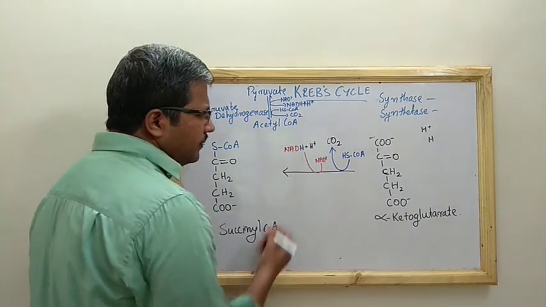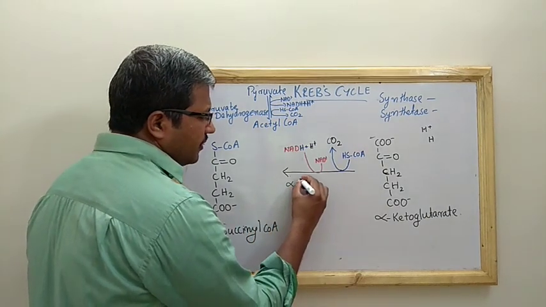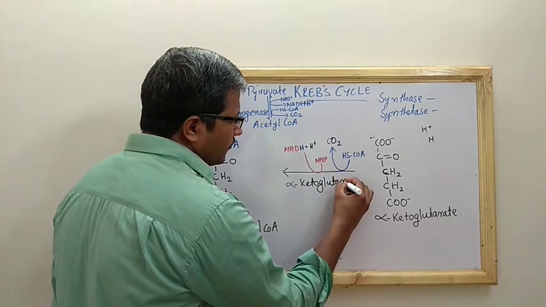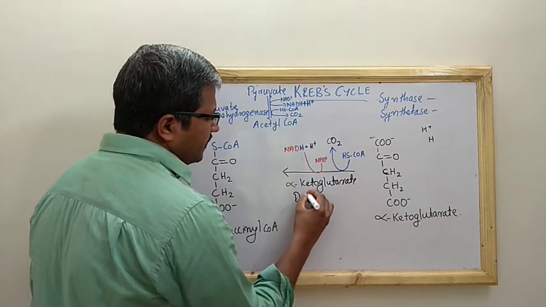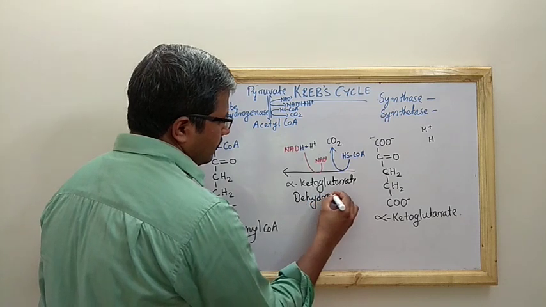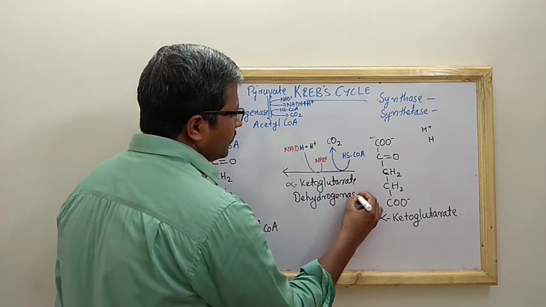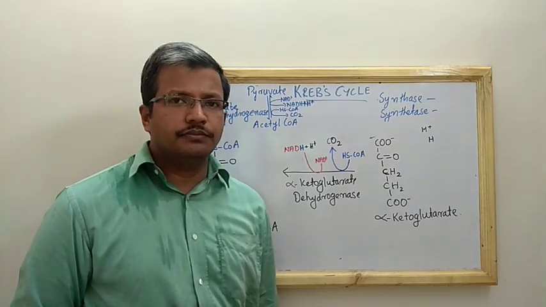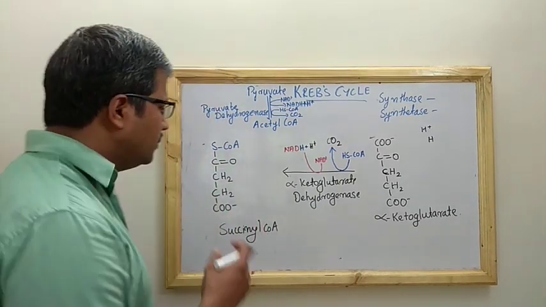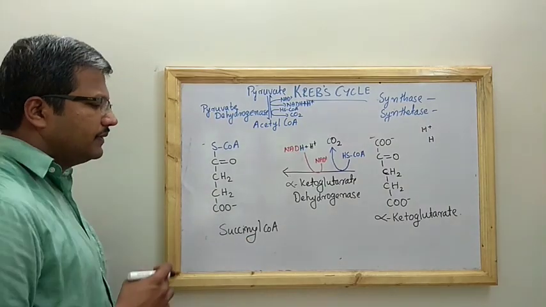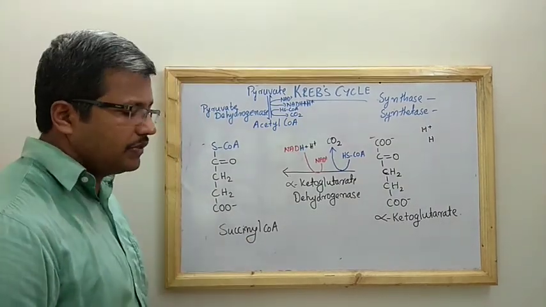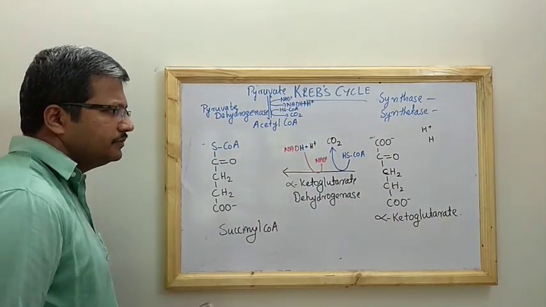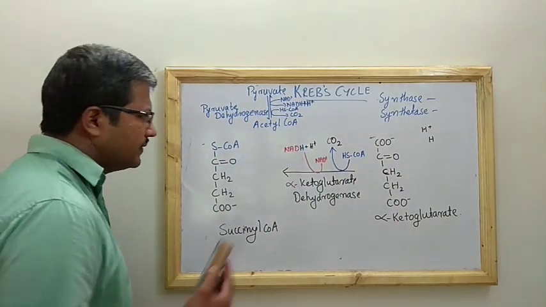So this one will be nothing but the alpha ketoglutarate dehydrogenase enzyme that will be catalyzing this particular reaction. Okay, so now let us see what happens to this succinyl coenzyme A. So next reaction. Make sure that you are drawing this in this way with a different color and all so that you will understand what is happening.